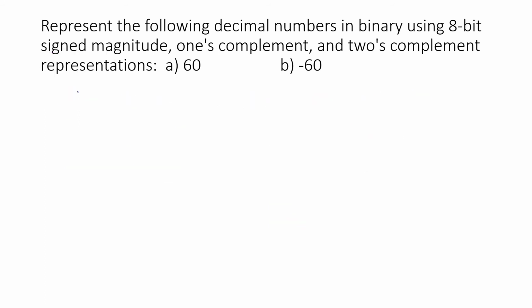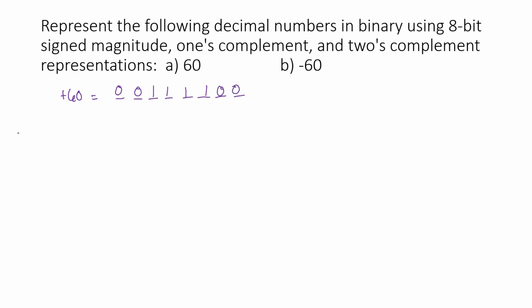Alright, so let's figure out plus 60. Remember, we want to figure out plus 60 first and then use the different negative representations. So we want to figure out 60 and then use sign magnitude, then one's complement, then two's complement. So let's figure this out. It's going to be the same thing as before. 1, 1, 1, 1, 0, 0, 0, 0.